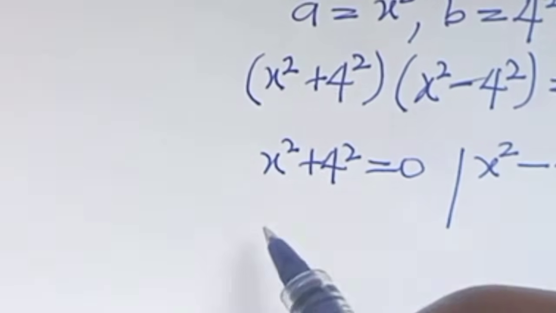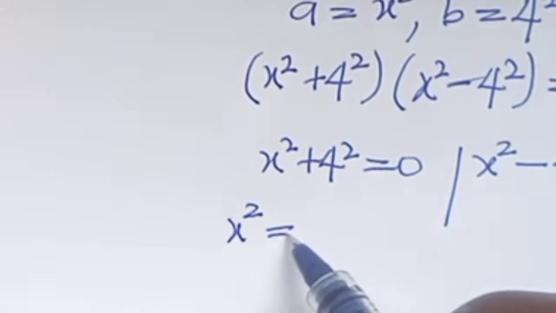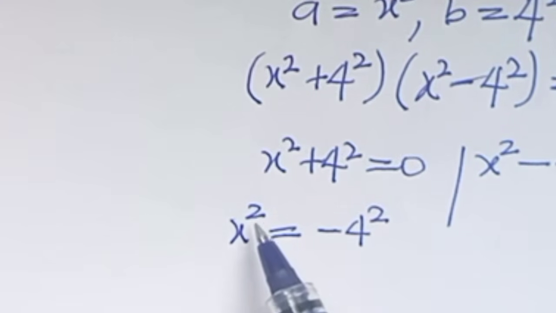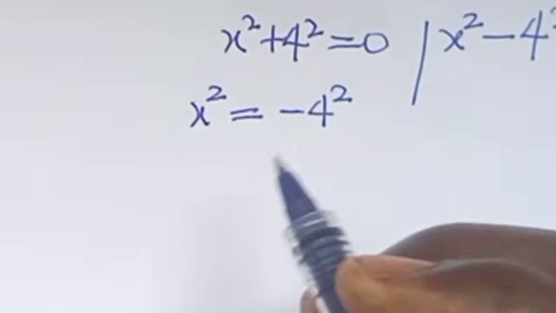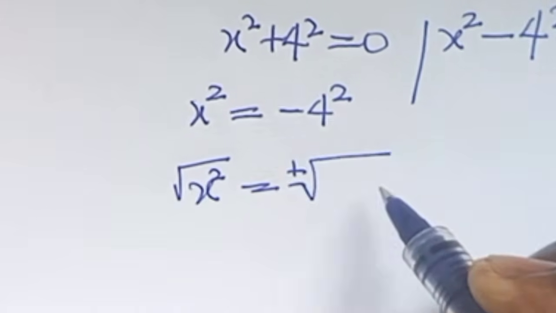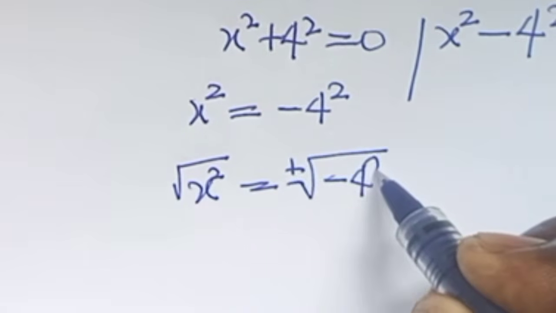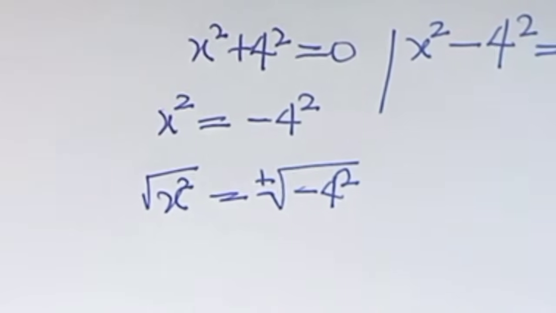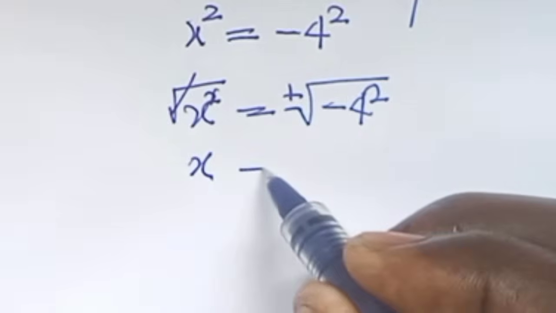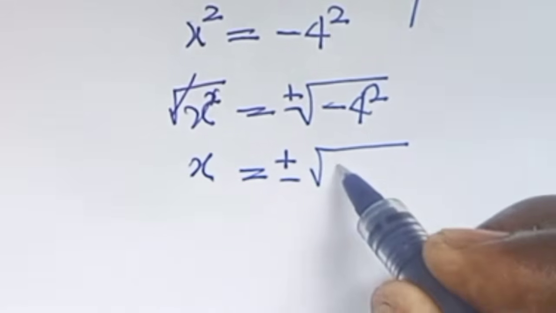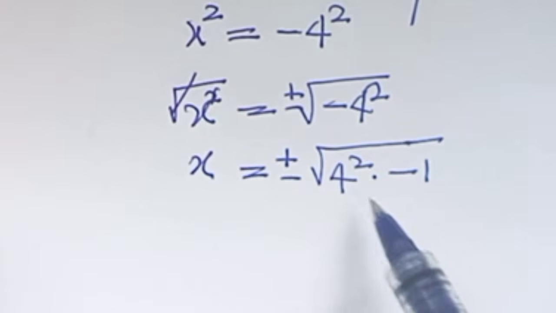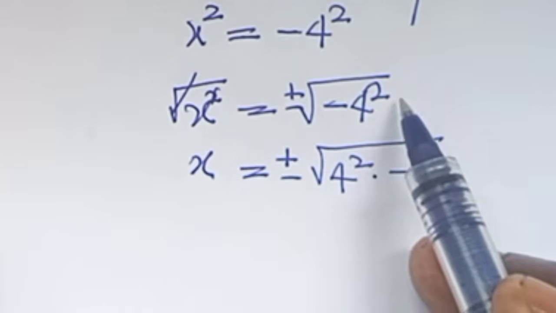So if we treat case 1, we're going to have x to the power of 2 equals minus 4 to the power of 2. So we're going to take the square root of both sides to eliminate this square. And the next line becomes square root of x to the power of 2 is equal to square root of minus 4 to the power of 2. So here, the square root and square will cancel out. What is left is x equals plus or minus square root of 4 to the power of 2 times minus 1. And we are fine, because 4 to the power of 2 times minus 1 is the same as minus 4 to the power of 2.